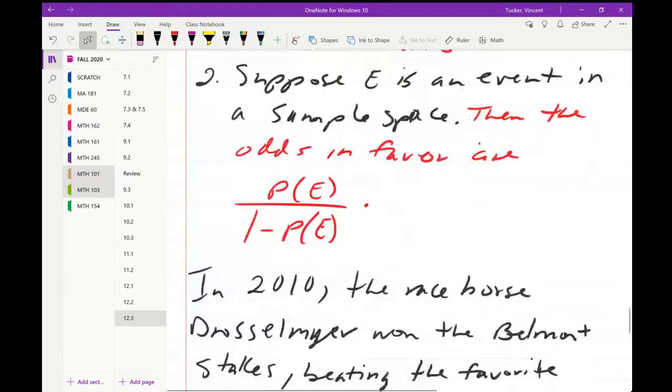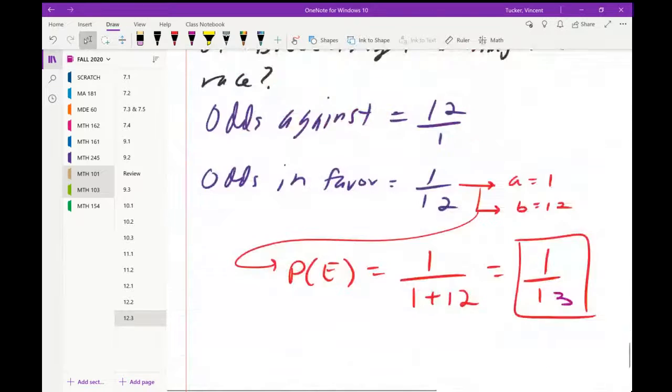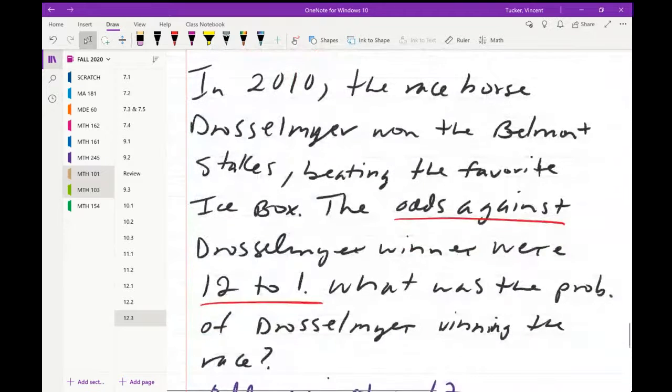All right. So let's look at this. I believe last example. Yep. That would be good for today. In 2010, the racehorse Drosselmeyer, yeah, that might look a little messy, but Drosselmeyer won the Belmont Stakes, beating the favorite Icebox. The odds against Drosselmeyer winning were 12-1. What was the probability of Drosselmeyer winning the race? All right, let you write that, and then we'll go a little further.